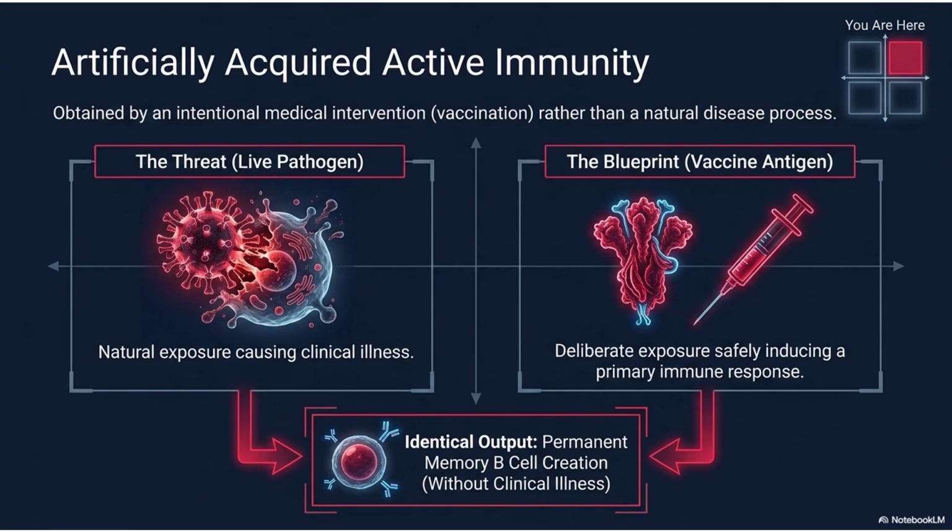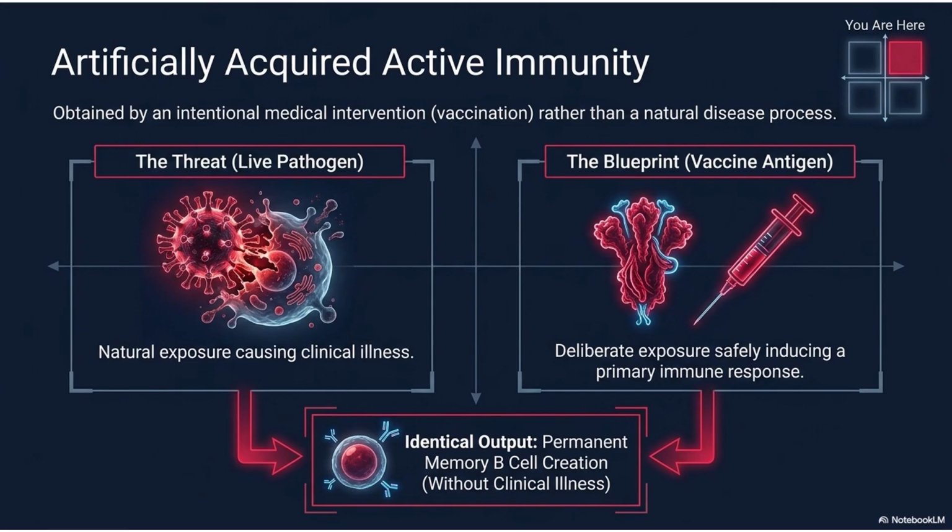And that brings us to the second quadrant, artificially acquired active immunity, better known as vaccinations. And this is where immunology gets clever. So recall the fundamental problem from natural immunity. To get durable protection, you have to survive the actual disease. Vaccination is an elegant solution.